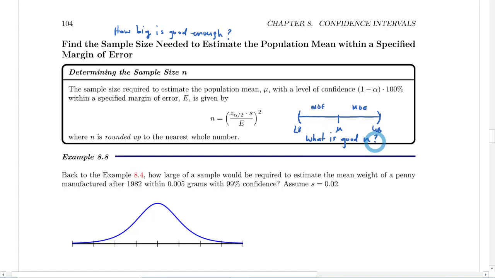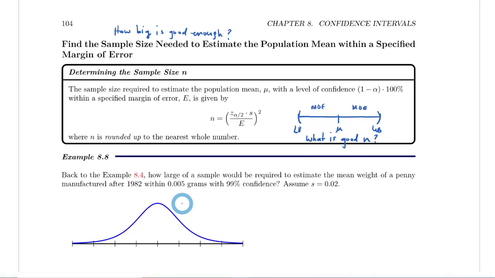So the first thing we have to do is know a few things. We definitely have to know what we want our specific margin of error to be, and the sample standard deviation and the z-score, right? So we'll go ahead and go back to the sample of the pennies, and we'll do this one.